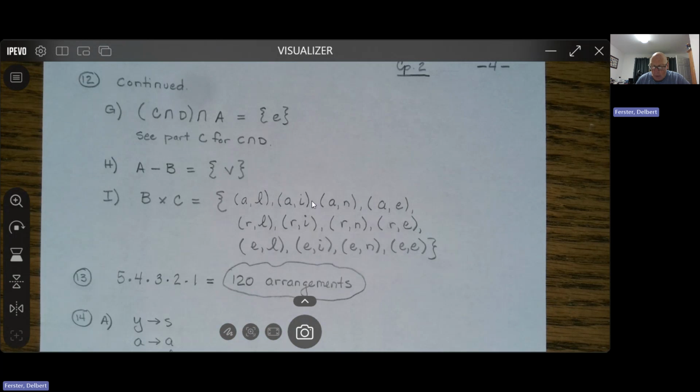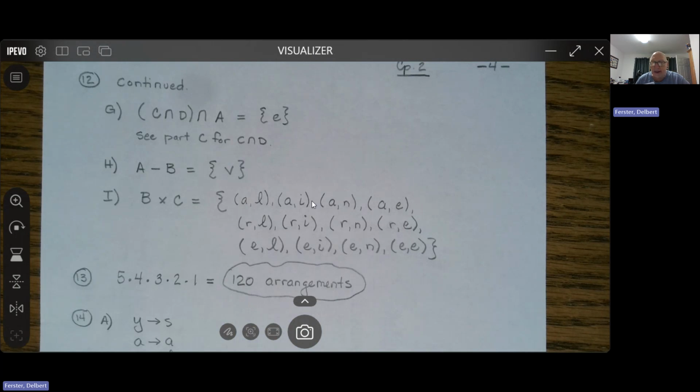Part H says start with A and take away B. So you'll start by listing the elements that are in A, that's R, A, V, and E, and you will eliminate anybody who's found in B. So you'll eliminate an A, you'll eliminate an R, you'll eliminate an E because those are the members of set B. And that just leaves the V.